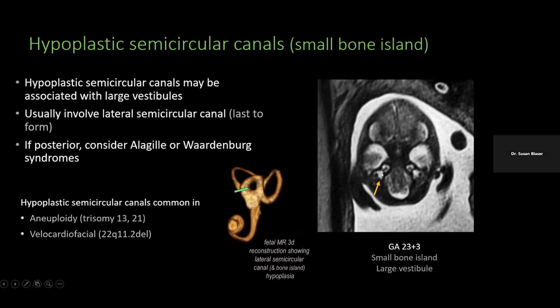The actual vestibule may be or just look large. And if you happen to have posterior involvement, consider Alagille or Waardenburg. Here happens to be a fetal 3D reconstruction showing lateral semicircular canal and bone island hypoplasia. So here's a normal loop, another normal loop, very small and a very abnormal cochlea as well. It's a bit thin and it doesn't have the complete number of coils. Here happens to be modiolus and modiolus. These are not the same fetuses.